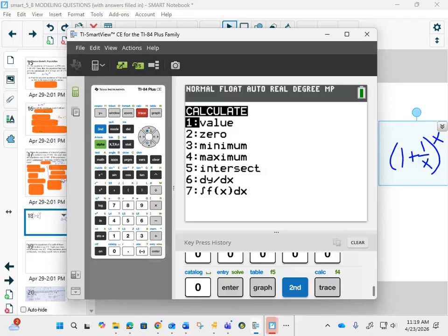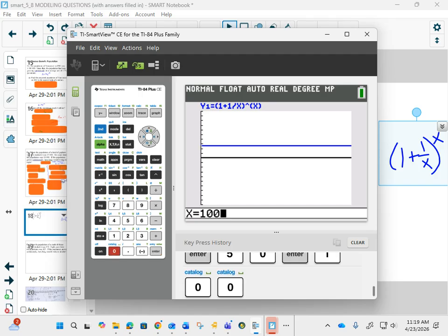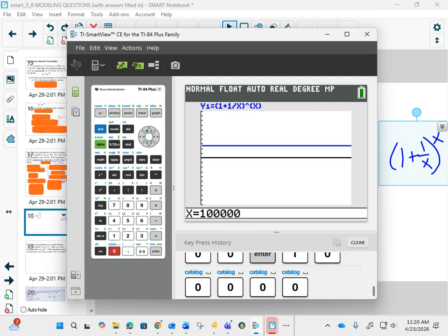Like, what is its value when it's 50? 2.69. What about when it's 100? 2.70. What about 500? 2.715. What about 11,000? 2.718. Is this looking like anything? If I did 100,000, 2.71826. If I keep going higher and higher, it's going to get closer to 2.718281828, and then keep on going. It's going to get closer and closer to e.